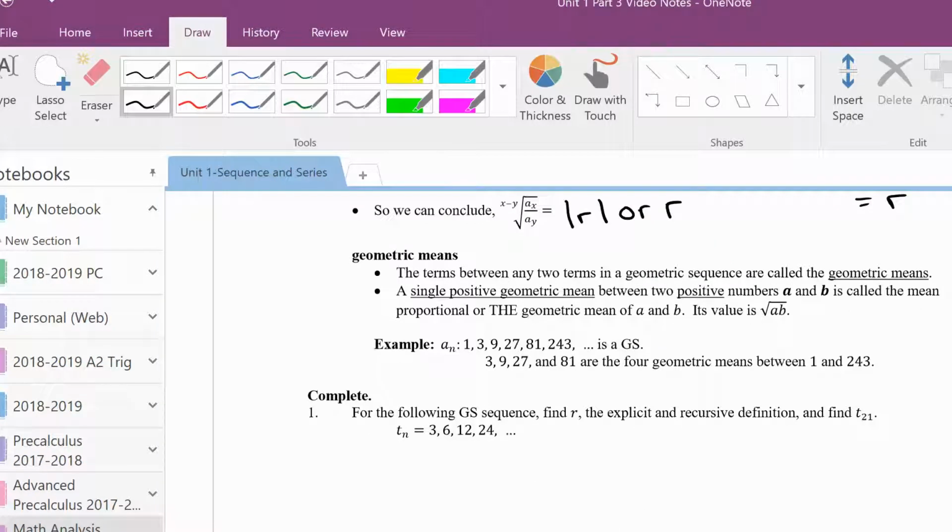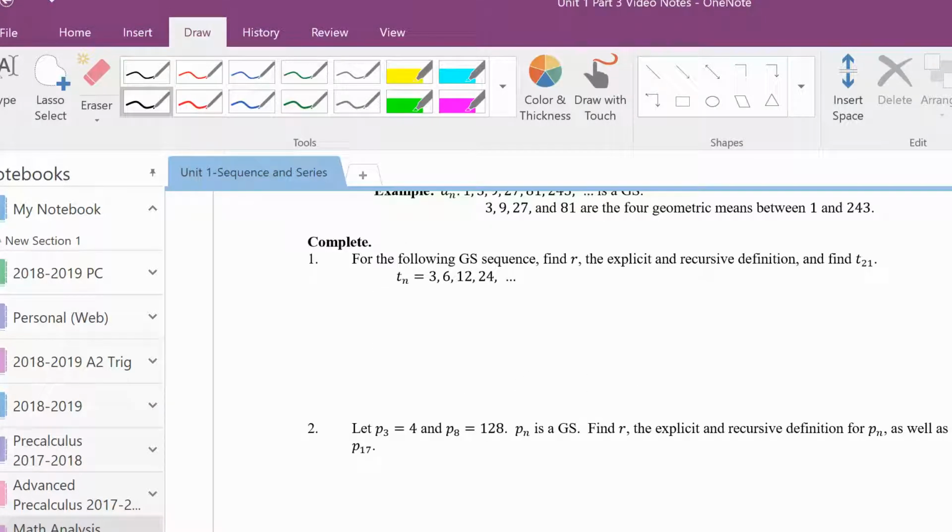Geometric means are the terms between any two terms in a geometric sequence. Just like we found arithmetic means, we are going to be able to find geometric means. And if we're just finding one of them, it's just going to be the square root of the product. That is the geometric mean. So let's do some examples here.